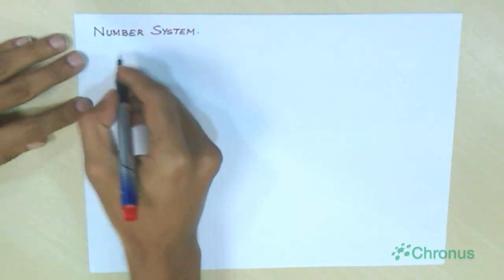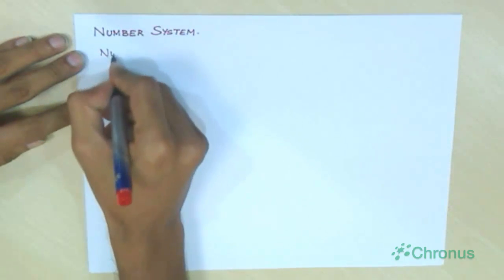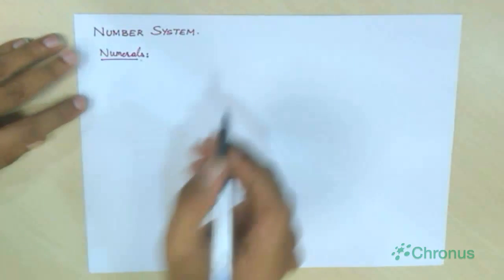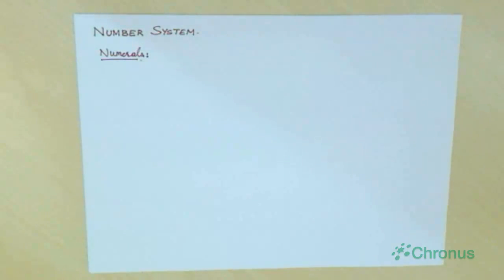Let's start with the number system. In mathematics, a number system is a set of numbers or number-like objects together with some arithmetic operations. And numerals. A numeral is a symbol or group of symbols used to represent numbers.